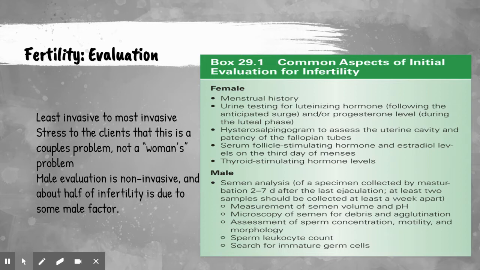Female evaluation usually starts with a good history, urine and blood testing, and then moves to things that are more invasive. Hysterosalpingogram is when they inject dye into the uterus and they see where that dye goes. Does it get all the way through the fallopian tube? In some cases, that procedure actually opens up scar tissue in the fallopian tube, and the tubes become patent and pregnancy can be achieved. We look at follicle stimulating hormone. We look at estrogen levels on the third day. You can look at thyroid levels. Sometimes they look at androgen levels, but this box comes out of your book. You can look it up there if you want to.